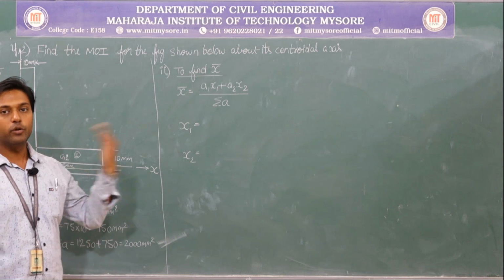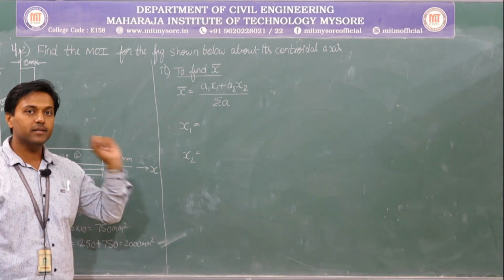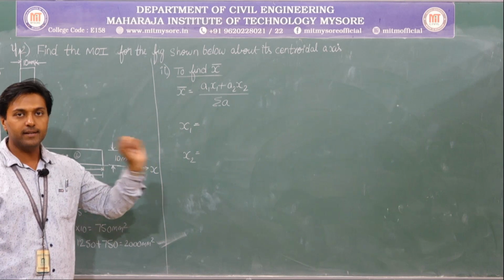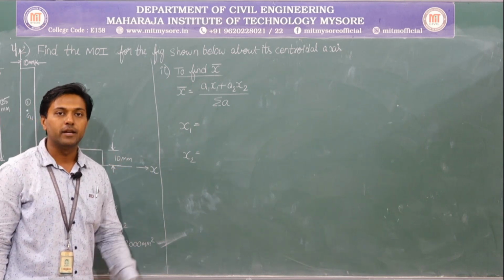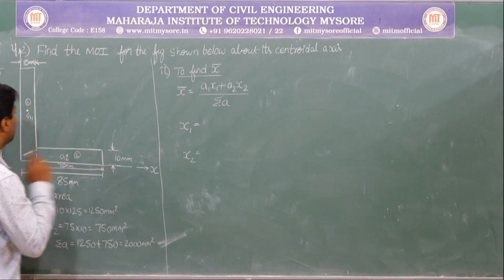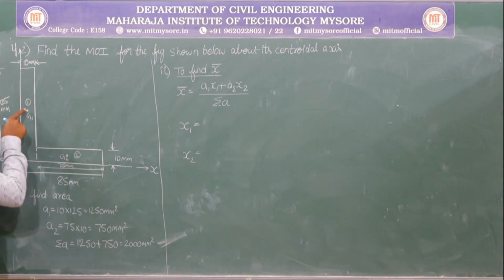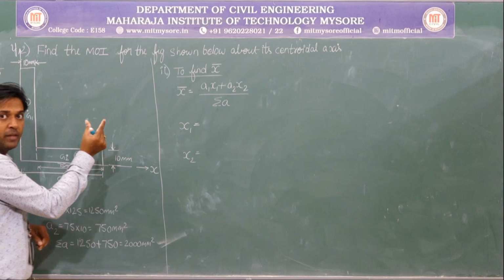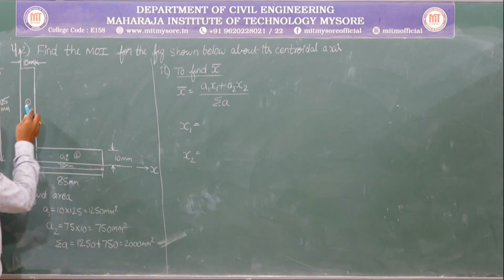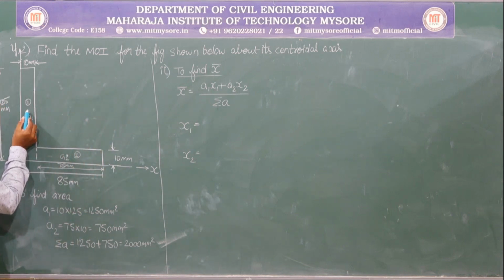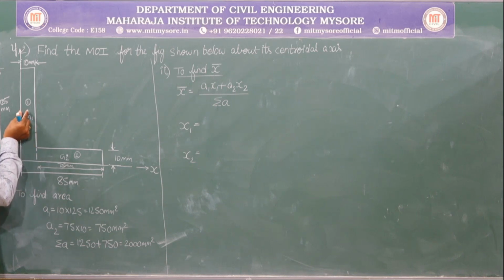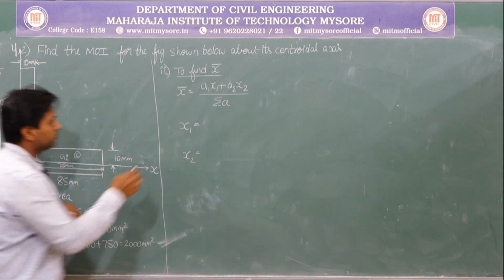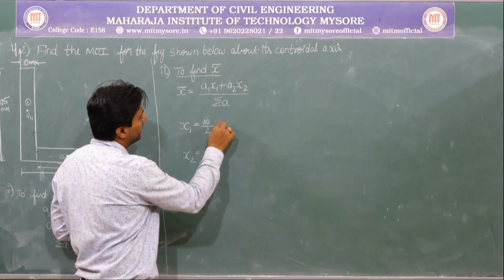x1. As I told you in the first problem, what is x? It is the distance between the centroid of the component diagram till the reference axis. Let me concentrate here. As I want the x distance, please remember this, I want the x distance. So the x distance is this one. What is this distance? It is 10 by 2, that is 5 mm.